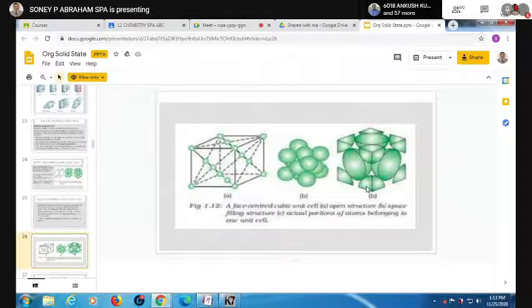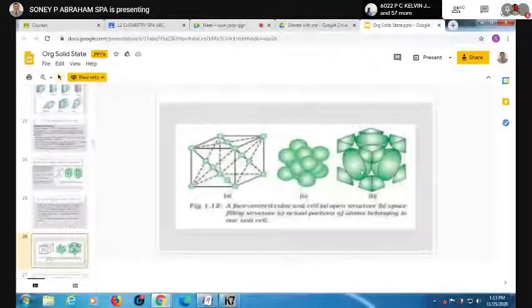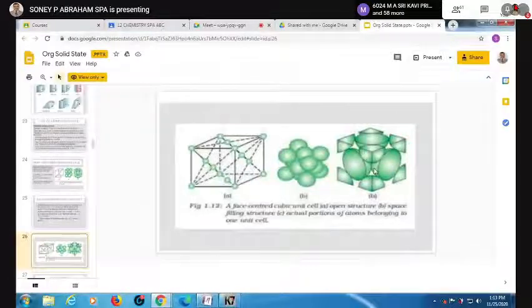Am I right or not? Yes, sir. So this is the actual representation. 8 corners, 1 by 8. Sorry, 6 phases are there. Only 3 phases we can see in the picture. Out of the 6 phases, only half is given by each atom. So what will be the total number of atoms then?